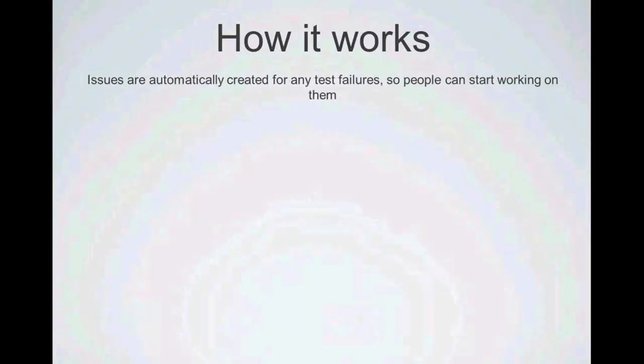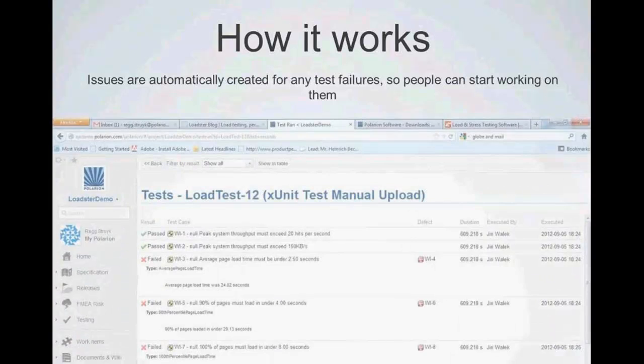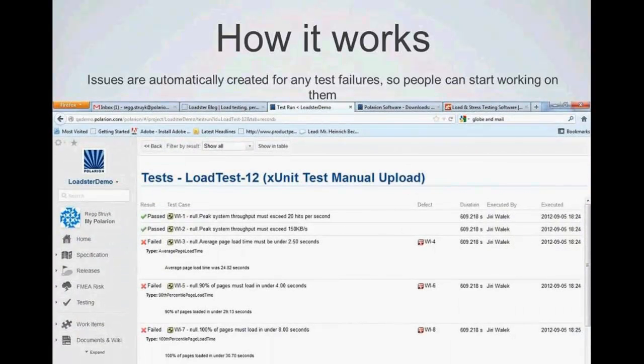What's more, the issues are automatically created, so people can start working on them. Here it's showing, for those that failed, it automatically created defects in Polarian. So you got work item 4, work item 6, and so on. That way you can assign it to a developer or a systems expert or whoever is the best suited to figure out why that load test failed on that particular criterion. And then they can work it just like they would any other defect in Polarian.